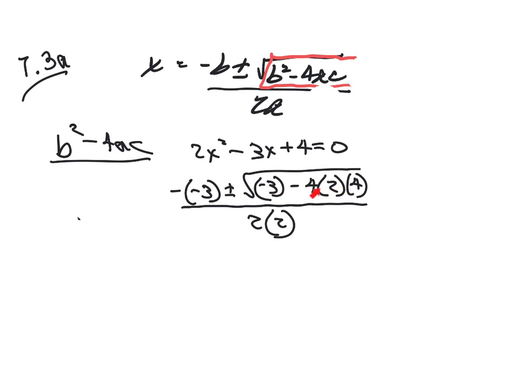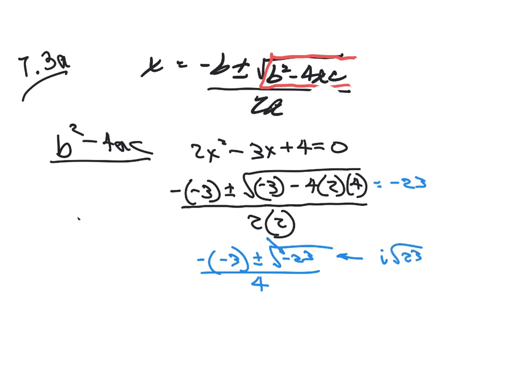Now let's see what this is going to give me if I just look at the discriminant. I'd end up getting, I'll do this in blue, negative 23. So now I've got negative 3 plus or minus the square root of negative 23 over 4. So I've got a negative 23 there. You cannot take the square root of a negative number. So if you remember in the past, whenever you see this negative number, we turn it into an i and we pull it out of the radical sign.